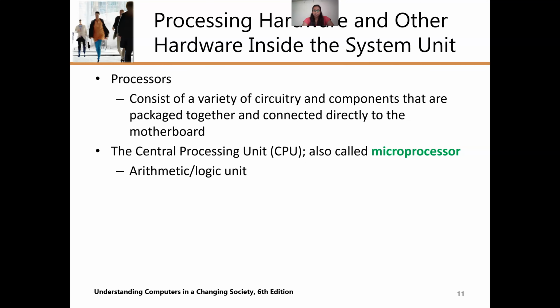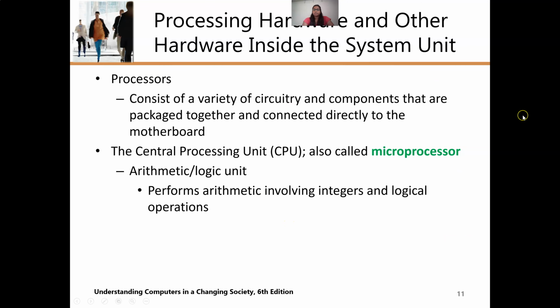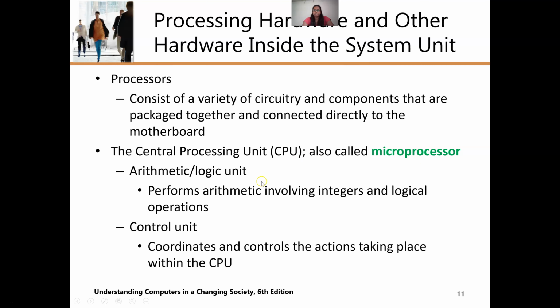We have seen what a processor is. The CPU is also called a microprocessor. It performs two basic functions: the arithmetic logic unit, and the control unit. So what it does is listed here.